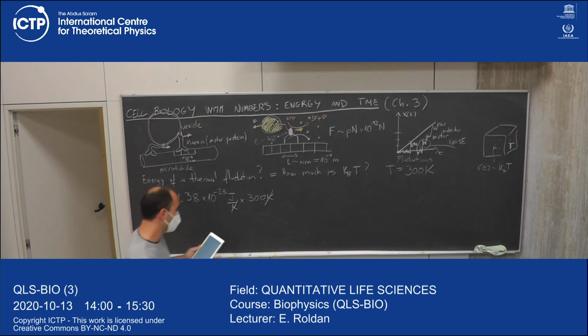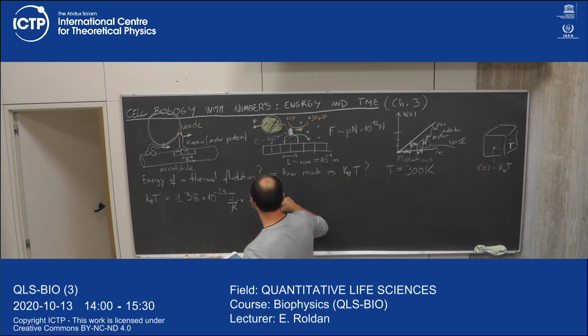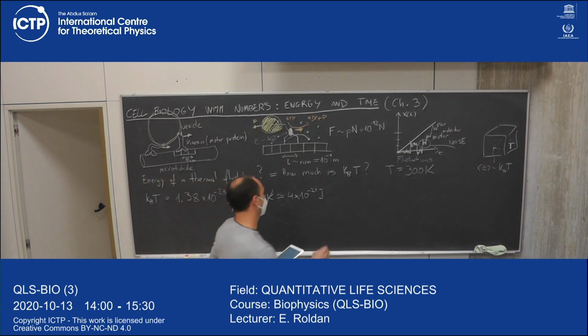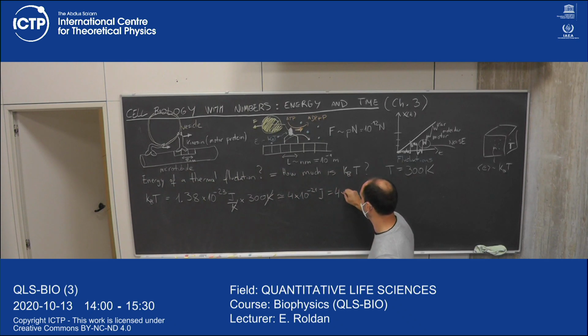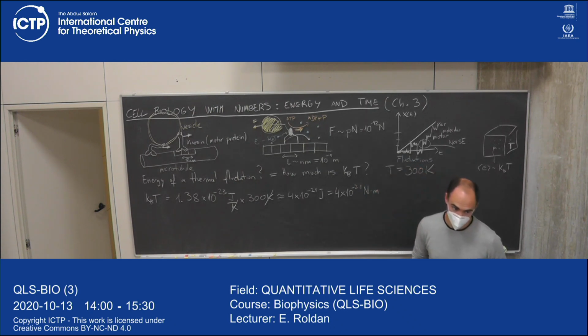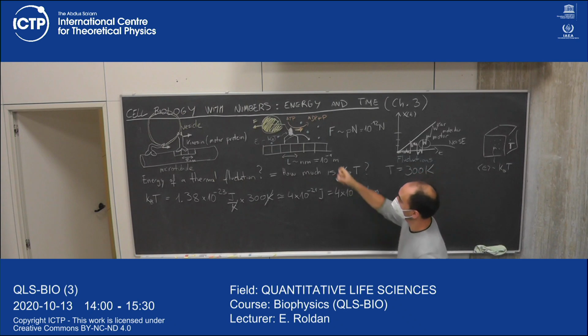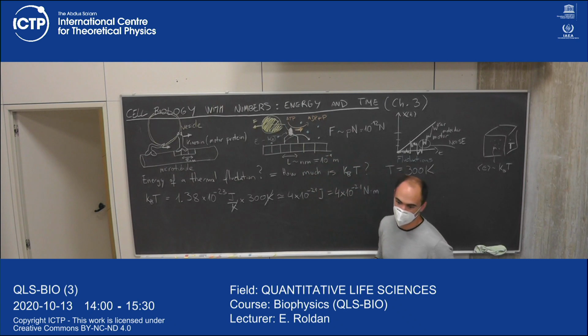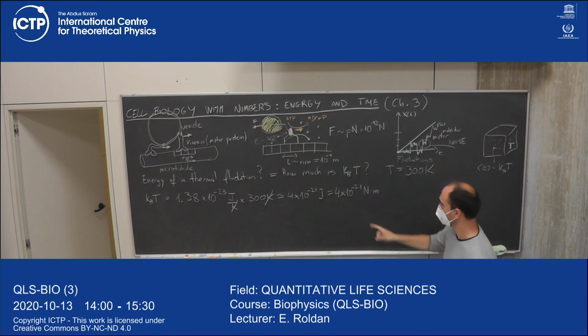Okay, so you could say, fine. This is around 4 times 10 to the minus 21 joules. Fine. But what are the joules? This is 4 times 10 to the minus 21 newton meters. 1 joule is 1 newton times 1 meter. But this motor has forces of piconewtons and distances of nanometers. So I would like to compare with these units.